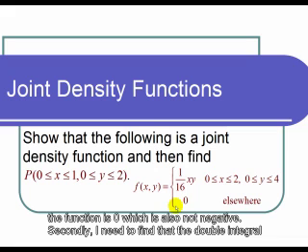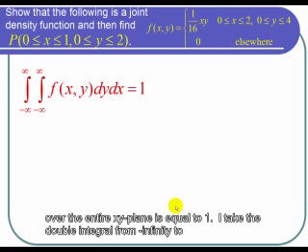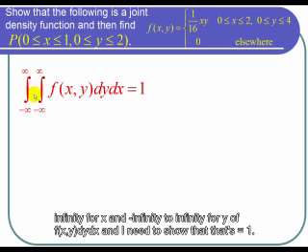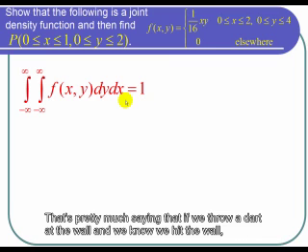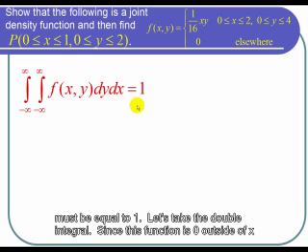So secondly, I need to find that the double integral over the entire xy plane is equal to 1. So I take the double integral from negative infinity to infinity for x and negative infinity to infinity for y of f of xy dy dx, and I need to show that that's equal to 1. That's pretty much saying that if we throw a dart at the wall and we know we hit the wall, then the probability of hitting somewhere on the wall is 100%. That's why this double integral must be equal to 1.